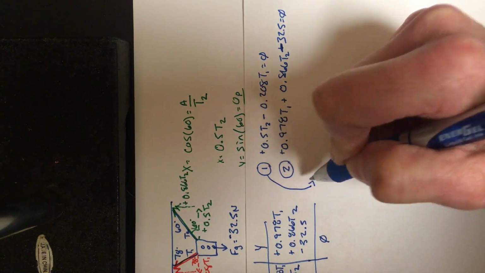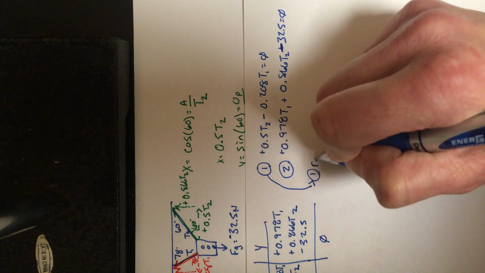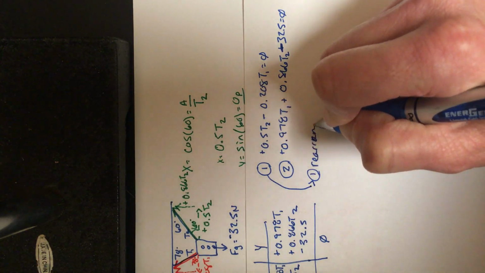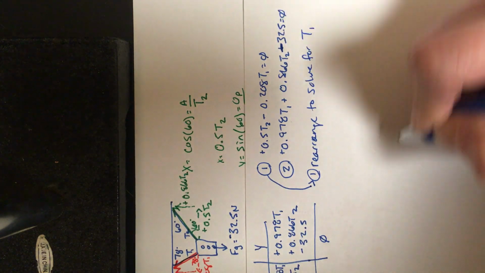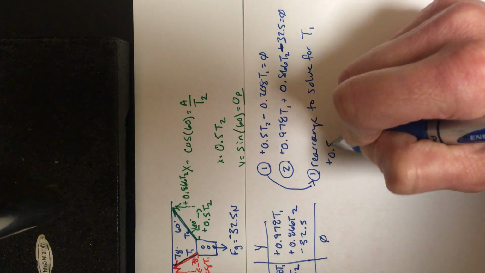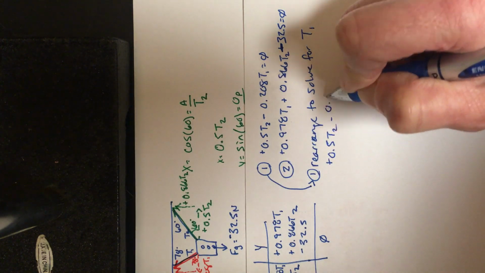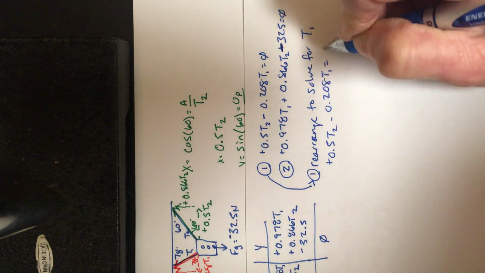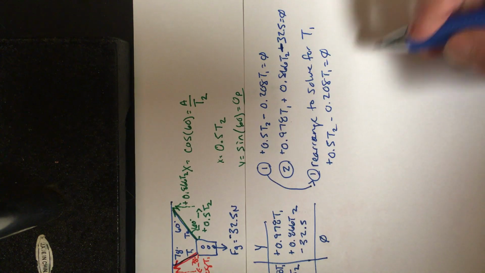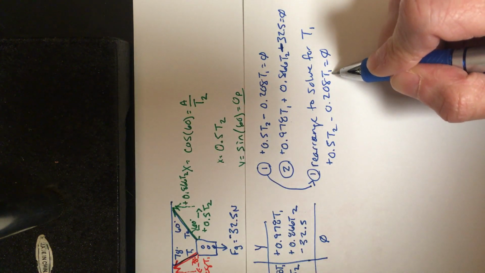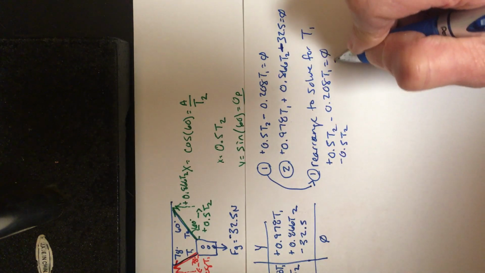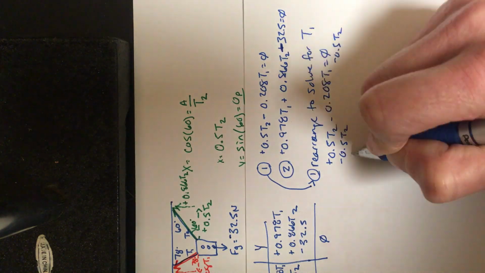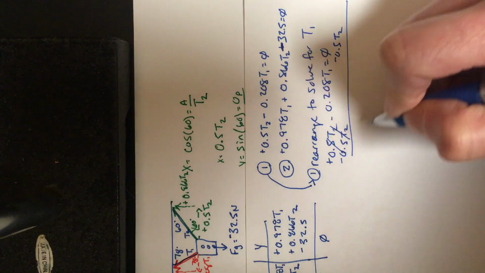So what I'm going to do is take equation 1 and rearrange to solve for T1. I'm just going to start doing my algebra and start solving it so that T1 is the only one left on this side of the equation. So let's go ahead and move that component over. So that gets rid of it.